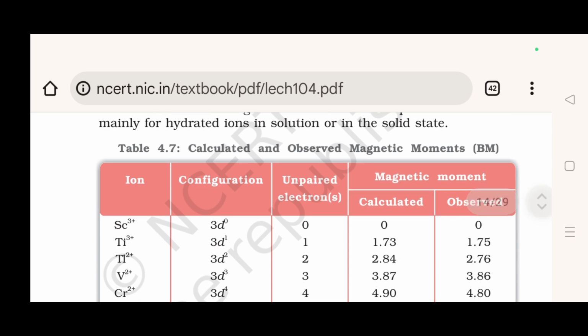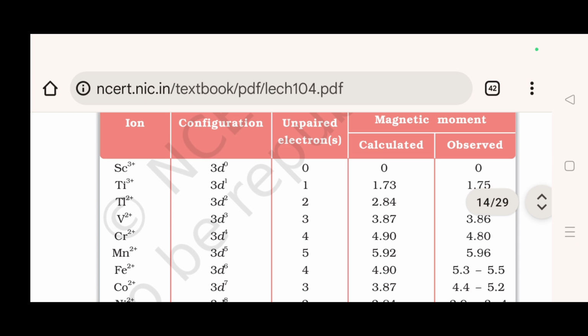Ion Sc3+, configuration 3d0, unpaired electrons 0, and so the magnetic moment calculated is 0, and the observed is also 0. Titanium 3+, configuration 3d1, unpaired electrons 1, magnetic moment calculated is 1.73 and observed is 1.75. Titanium 2+, 3d2, unpaired electrons 2, magnetic moment calculated is 2.84 and observed is 2.76. Vanadium 2+, configuration 3d3, unpaired electrons 3, magnetic moment is 3.87 and observed is 3.86, and so on.